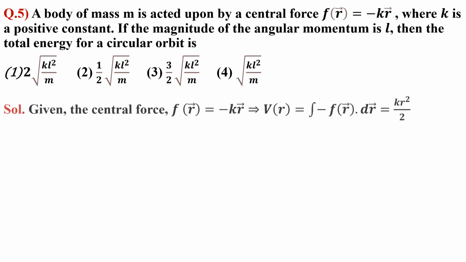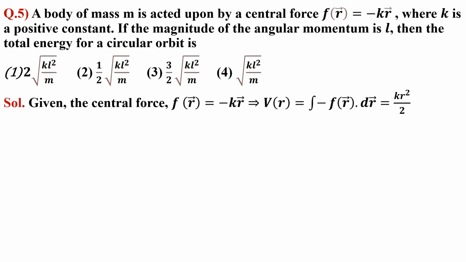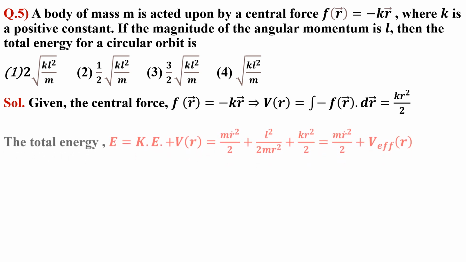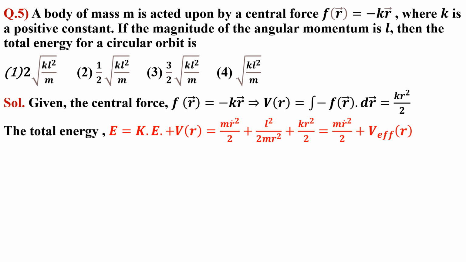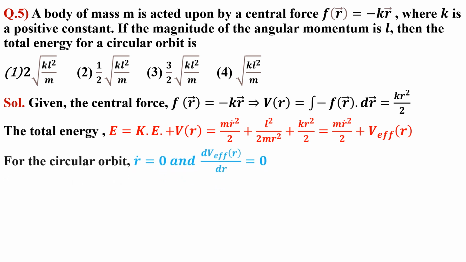Solution. Given the central force F(r) = -k r vector, V(r) equals integration of minus F(r) dot dr, which equals k r squared by 2. The total energy E equals kinetic energy plus potential energy, which equals m r dot squared by 2 plus L squared by 2 m r squared plus k r squared by 2, equals m r dot squared by 2 plus V effective. For the circular orbit, the derivative of the radius equals 0 and the derivative of the effective potential equals 0.